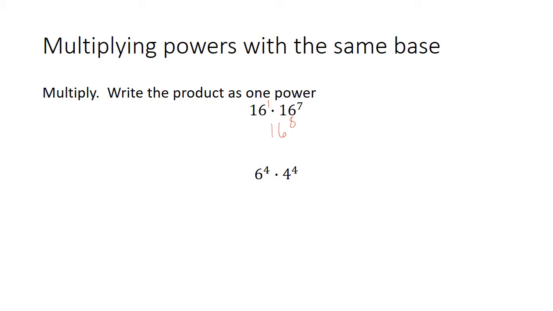How about 6 to the 4th times 4 to the 4th? Okay, be careful on that one. Remember, they have to have the same base. Are 6 and 4 the same number? No, they are not. So we cannot combine those. It is already written as small of an expression as it can be written.